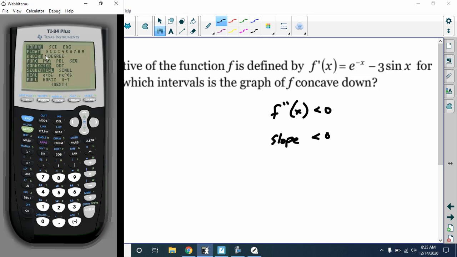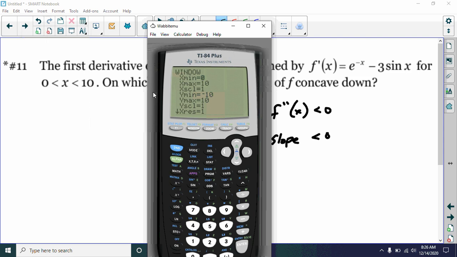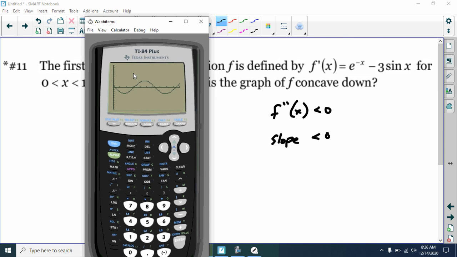Make sure you're in radians mode. I also changed my window because we only care about the x values from 0 to 10. And I get a graph that looks like this. So we're looking for when the slope of this graph is negative. The slope of this graph is negative starting at 0 until this point right here. So we need to find that point.